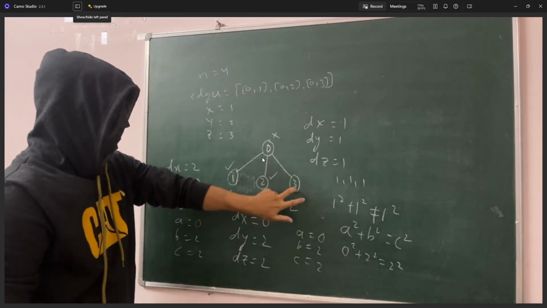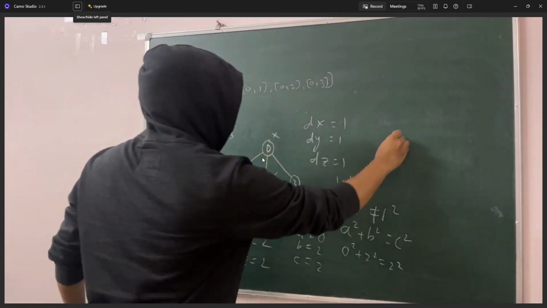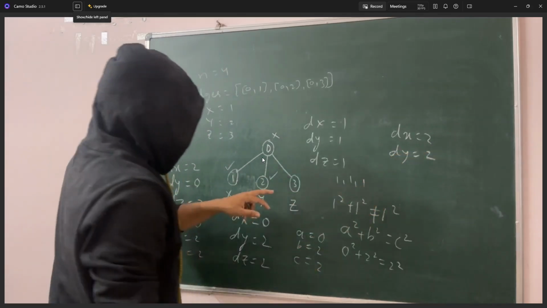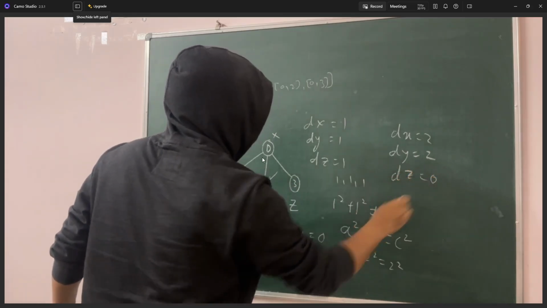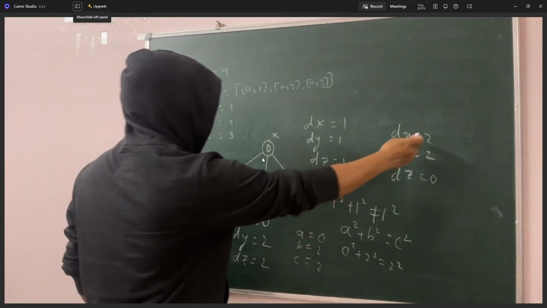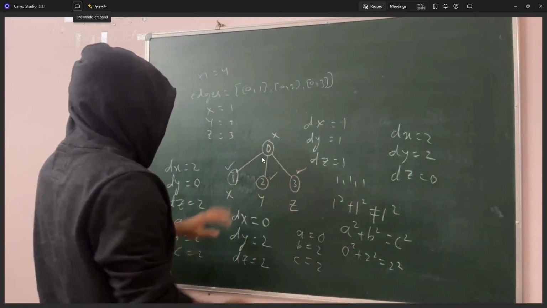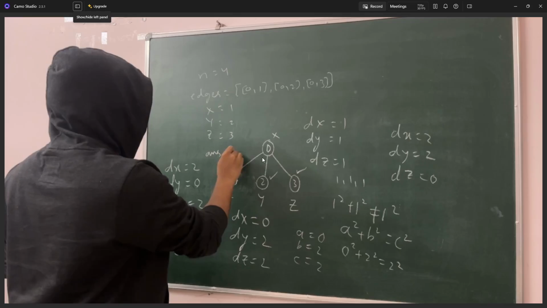Now let's take from this node. From this node the distance to x is again 2. Node y distance is also 1, 2. Node z distance is 0, and again it is 0, 2, 2, so it is forming a triplet. So in this case you have 3 special triplets, so your answer is going to be 3.